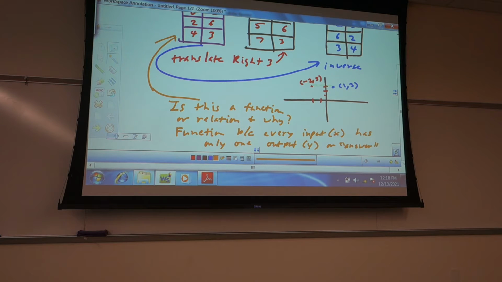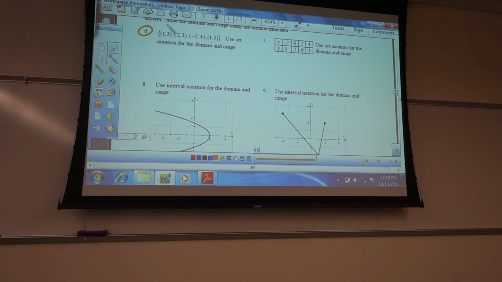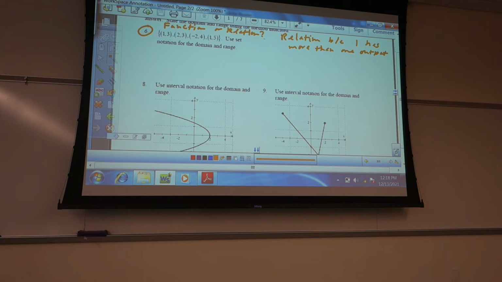Okay, good. Now, everybody take a look at the next one, number 6. Is it a function or relation? So I had a couple people say relation. What does everyone else think? Relation. Why is it a relation? Because one input has more than one output. Right, if I input 1, I could get 3 or I could get 5.